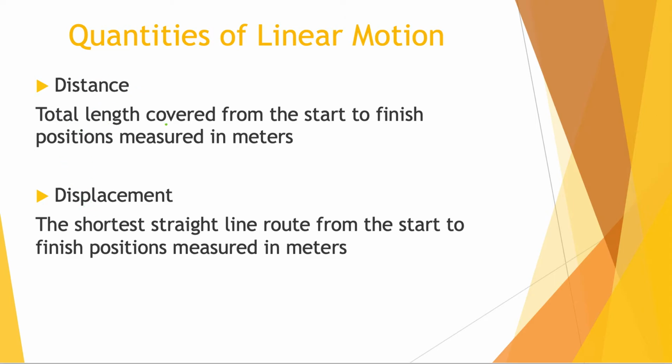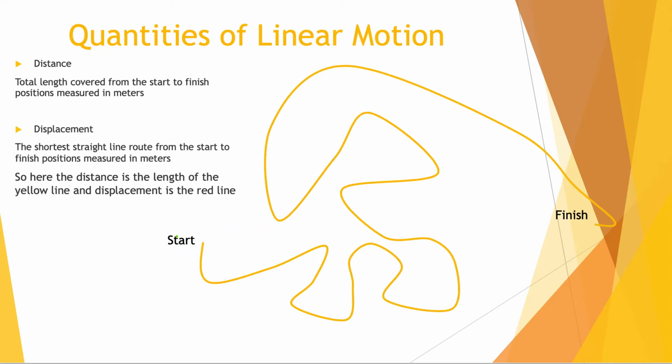So distance is the total length covered from start to finish positions measured in meters, and displacement is the shortest straight line route from the start to finish position, again measured in meters. Let's have a look at an example. Okay, I don't know what this would be, maybe the course of a marathon. Okay, so this is the start point, and this would be the route that the runner took. Okay, around streets, whatever. This would be the finish position.